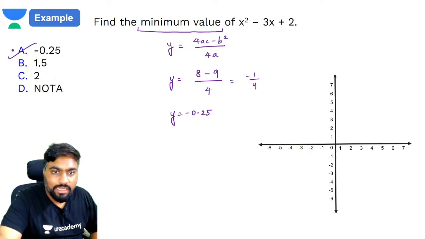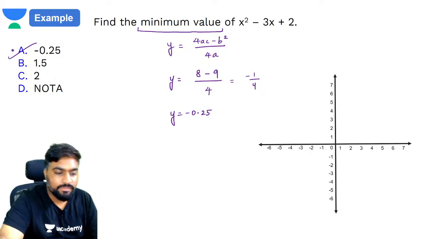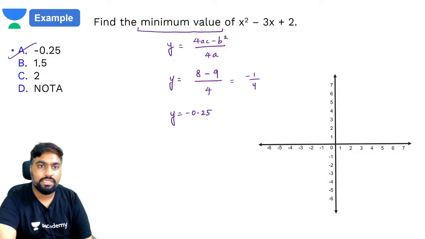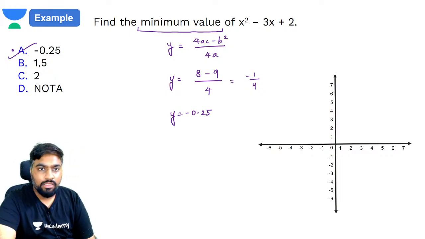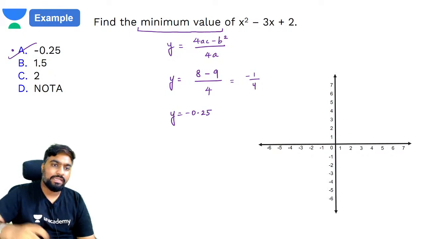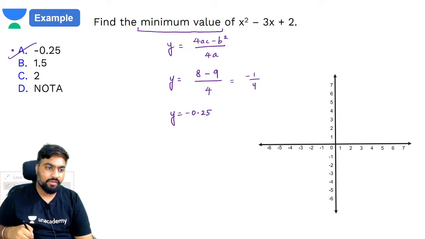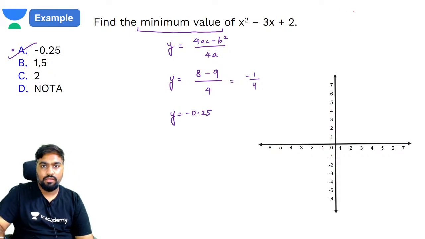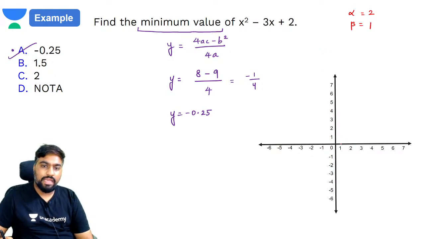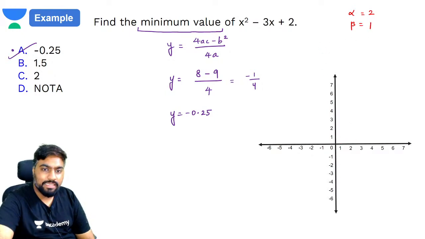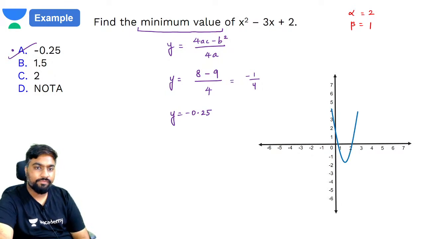Now let's look at the graph for it. Let me just explain it once using the graph so that you understand what's going on. If I draw the graph for x square minus 3x plus 2, you get roots of it. What will be the value of alpha and beta? Alpha is equal to 2, beta is equal to 1, correct? So at 2 and at 1 it should coincide with the x-axis. This is how our graph will be.